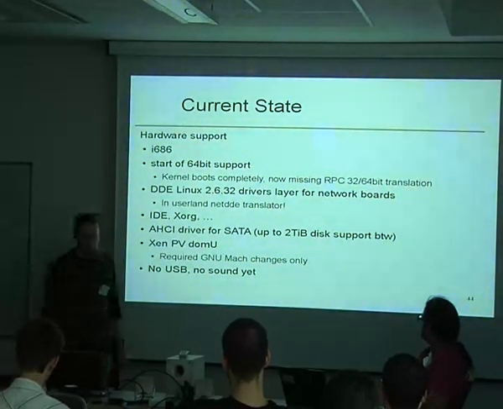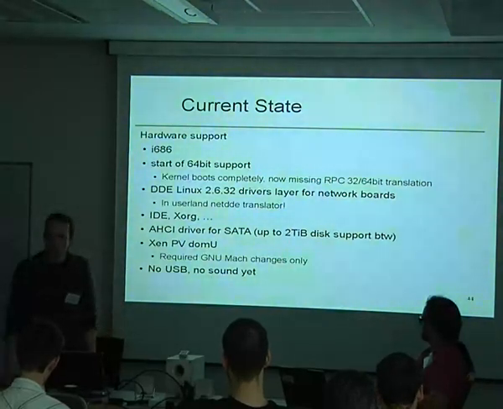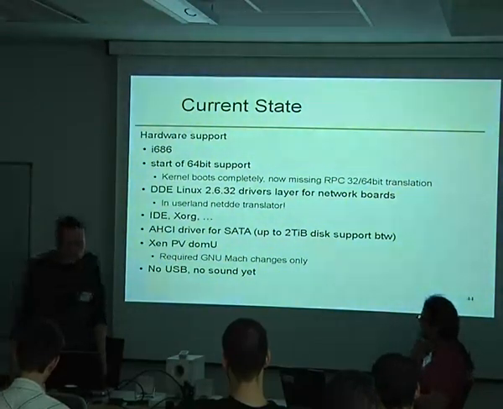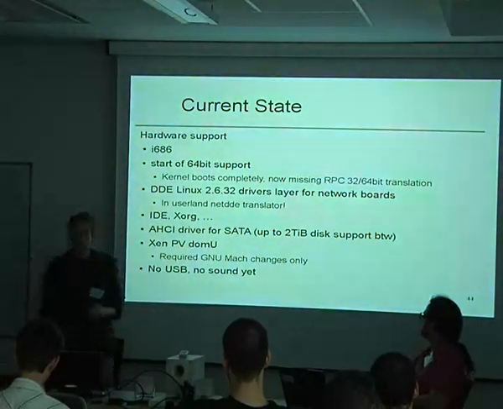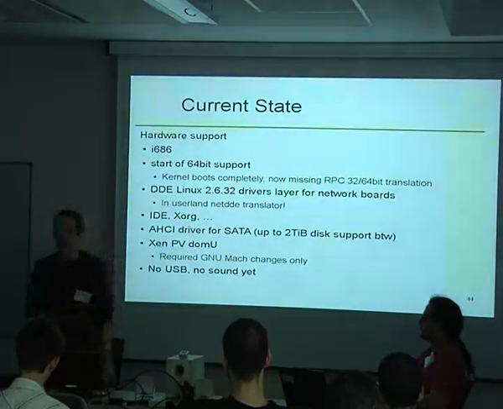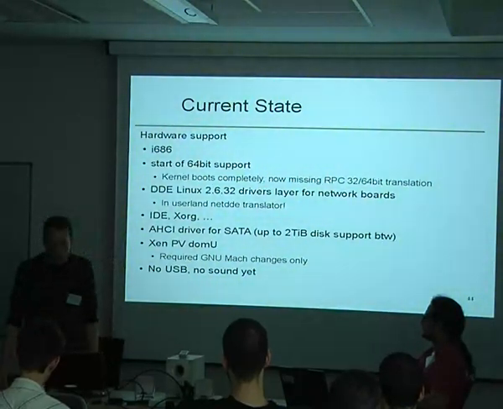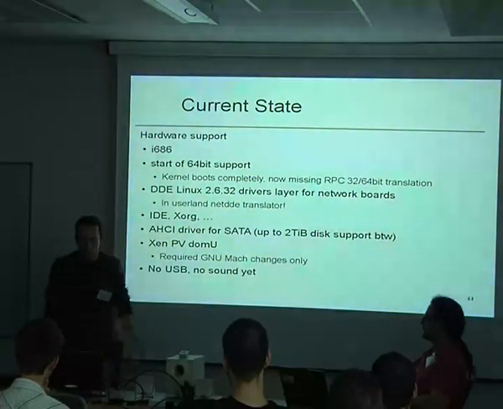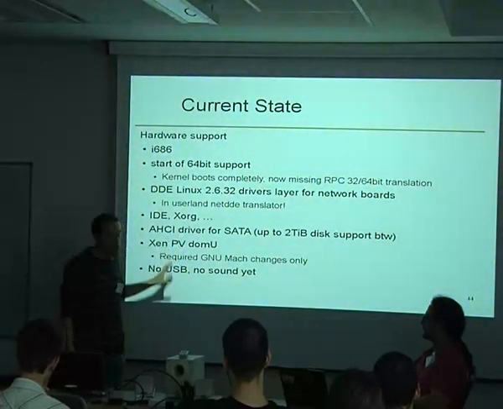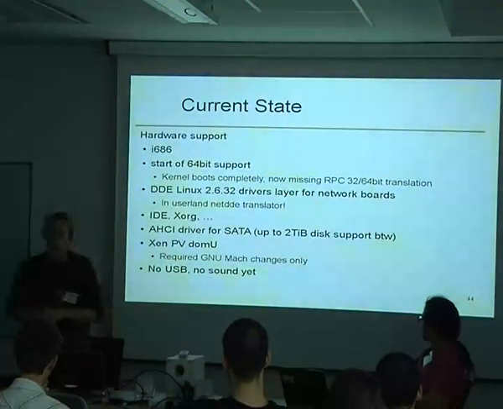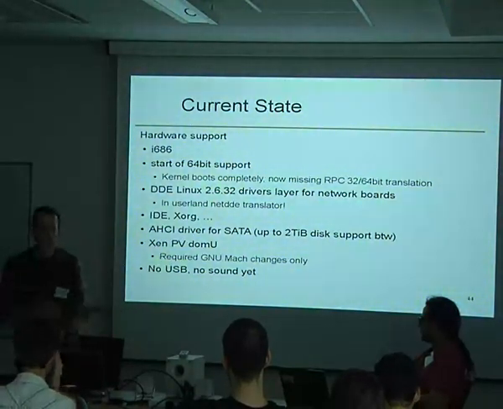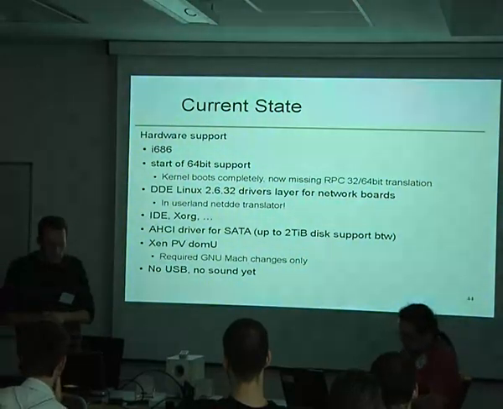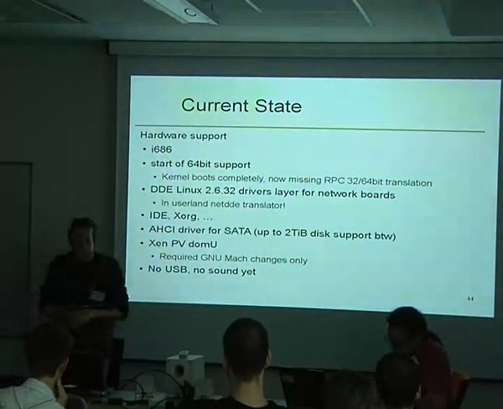We have Xen support, so the Micro-kernel can be started inside the Xen hypervisor. So it only required a change in GNU-Mach. The patch was like 5,000 lines, and it was mostly the drivers, of course, and the little bits here and there in the kernel. This provides us with an assurance of being able to run the Hurd on whatever machine Xen supports. We don't have USB, we don't have sound.